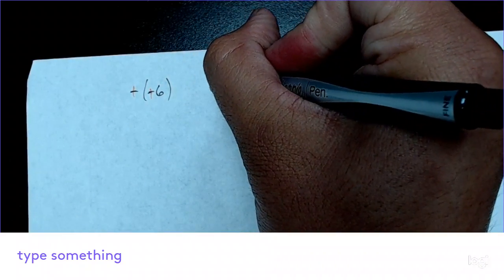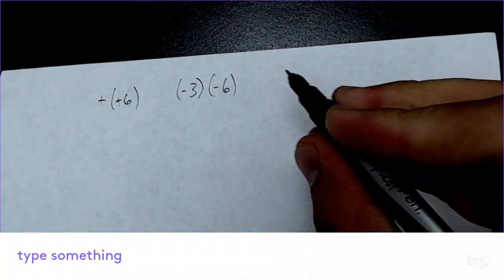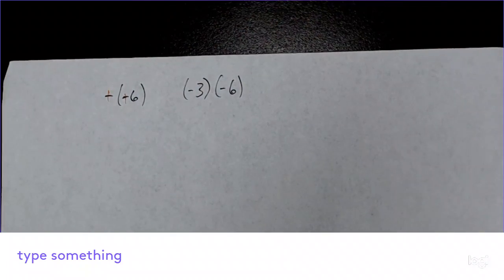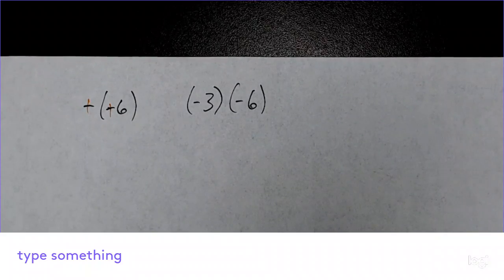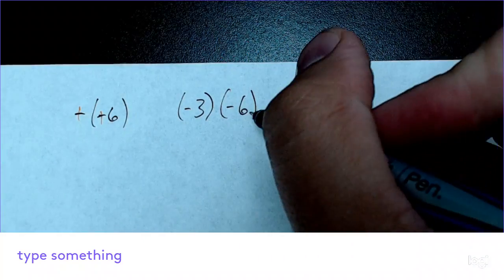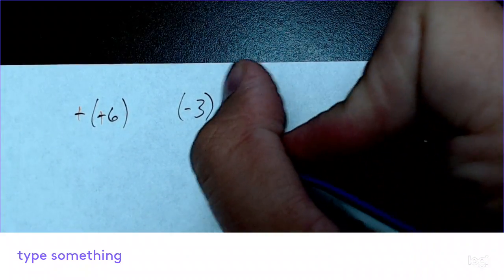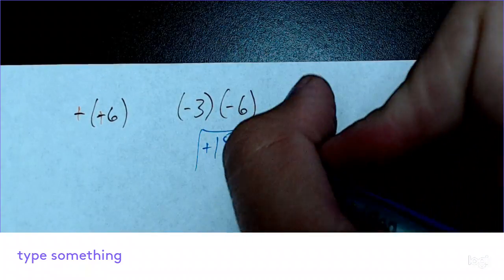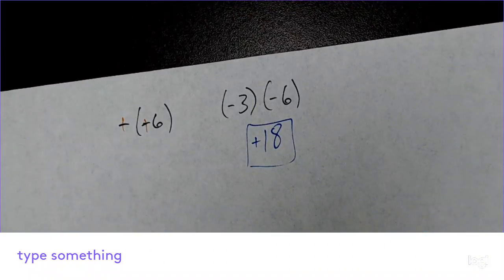If we have negative 3 times negative 6, here we have two negatives, and when we multiply them, we will get a positive answer. So what we do in this case is multiply the whole numbers, so 3 times 6 would be 18, and then we see negative times negative gives me a positive. So the answer will be positive 18. Right? Now this also works for division, and I'm going to display the division as a fraction.